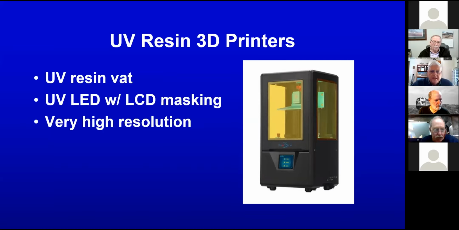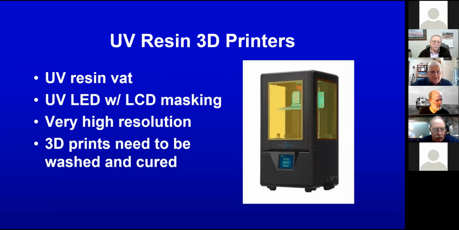layers like that. The nice thing about this printer, particularly for N-scale modelers, is that you can get very high resolution, which is good. Right now, I'm using it at a 50 microns per layer level. However, one thing about this is that the 3D prints then need to be washed and finish the curing process after you wash them, after you print them.